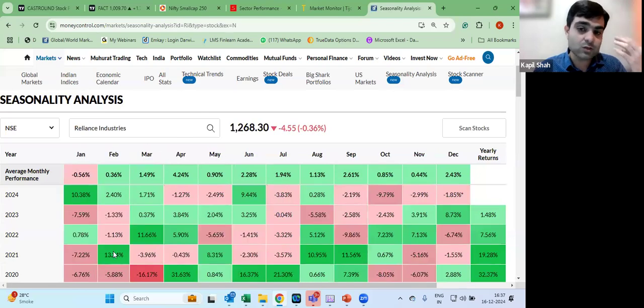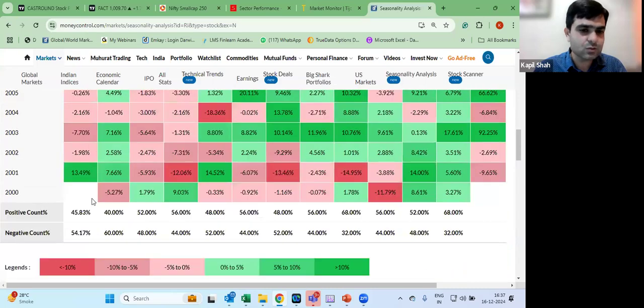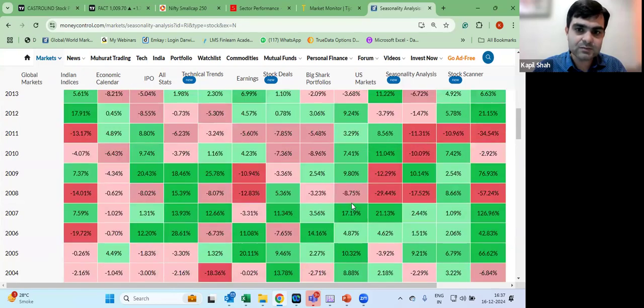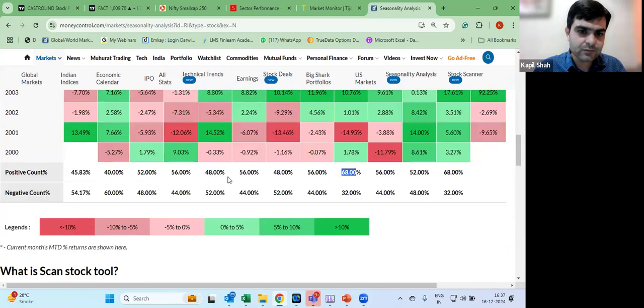So this is the stock I put in, and I come to know the seasonality of Reliance over the past 20-24 years. June is one of the good months, this particular month as well. September is also a good month for it. One of the weakest months for this stock I see is February. So this is the stock that I wanted to see.